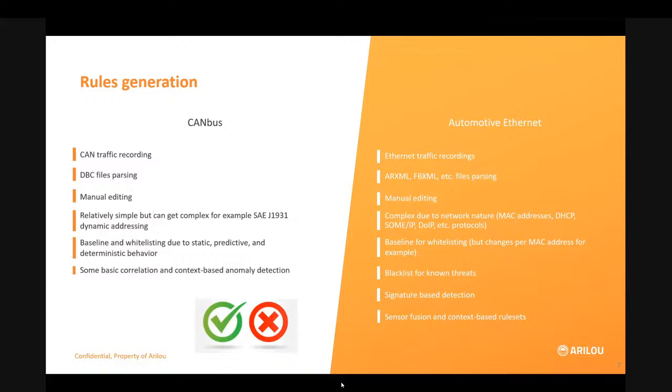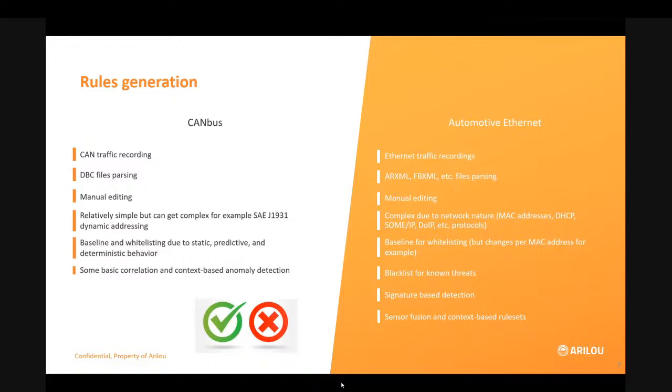We are also permitting manual editing, so you can edit the rules yourself if needed in both cases. It is wise to let a human being review the rules before sending them into a vehicle to make sure that there are no mistakes on the way.